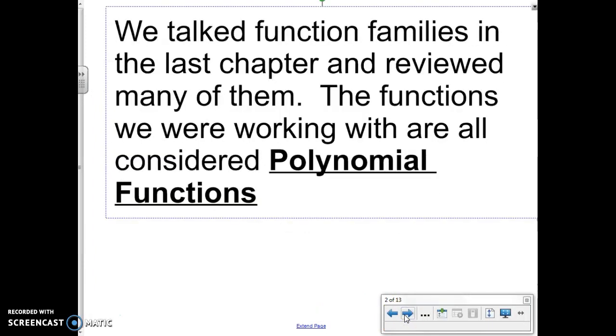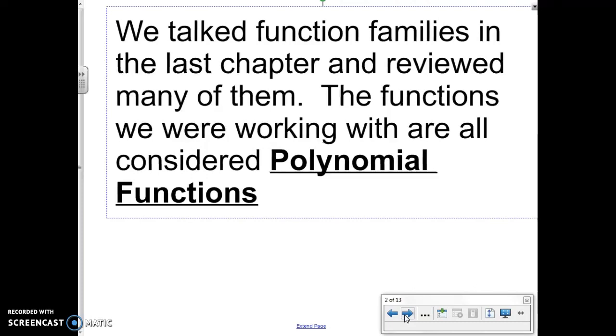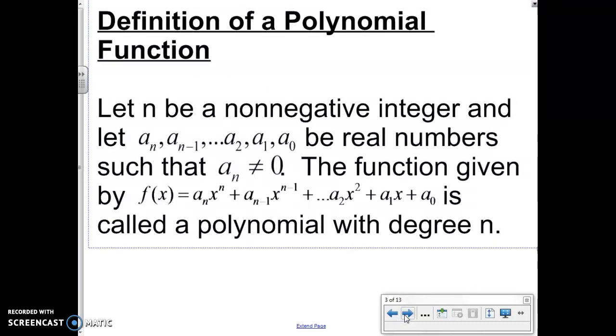So moving on. We talked about function families in the last chapter. We reviewed many of them. The functions we're going to be working with were all considered polynomial functions. And to clarify what that is, here is the definition of a polynomial function. It says let n be a non-negative integer and let a sub n, a sub n minus 1, on and on until we get to a2, a1, a sub 0, all be real numbers such that the largest one, a sub n, doesn't equal 0. The functions are given by this form, and it's called a polynomial with degree n.